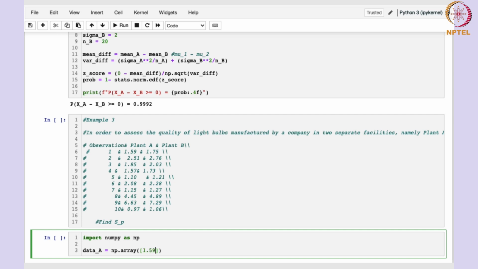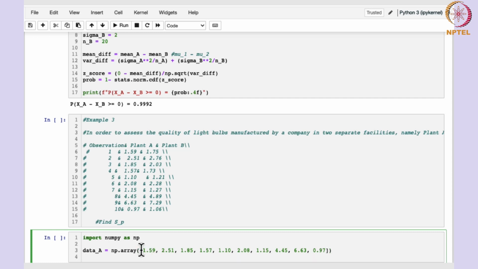So 1.59, 2.51, 1.85, 1.57, 1.10, 2.08, 1.15, 4.45, 6.63, 0.97. So this is for plant A.